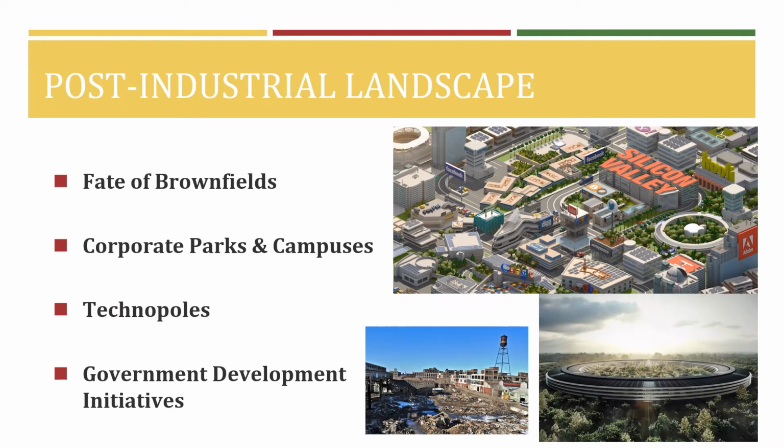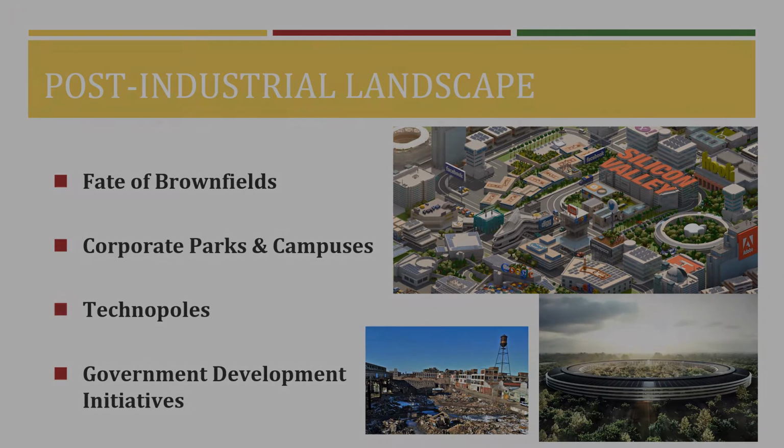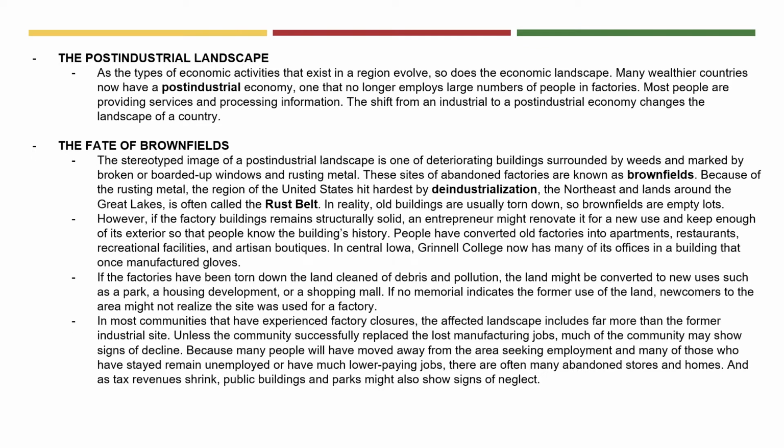In this next section, we're going to talk about the fate of brownfields, corporate parks and campuses, technopoles, and government development initiatives. As the types of economic activities that exist in a region evolve, so does the economic landscape. Many wealthier countries now have a post-industrial economy, one that no longer employs large numbers of people in factories. Most people are providing services and processing information, like here in the United States. The shift from an industrial to a post-industrial economy changes the landscape of a country.